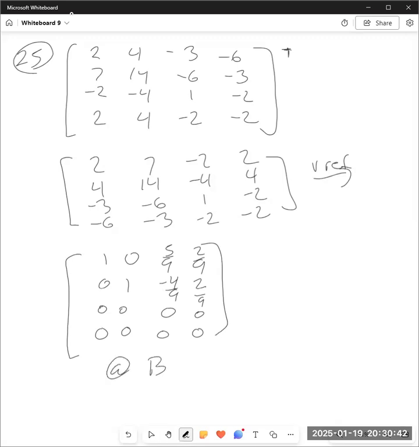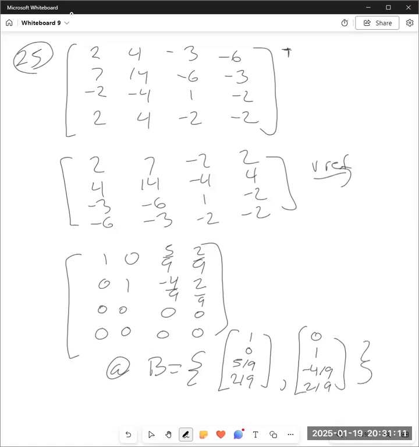For part A, my basis is going to be (1, 0, 5/9, 2/9) and (0, 1, -4/9, 2/9). That gives me a rank of 2.